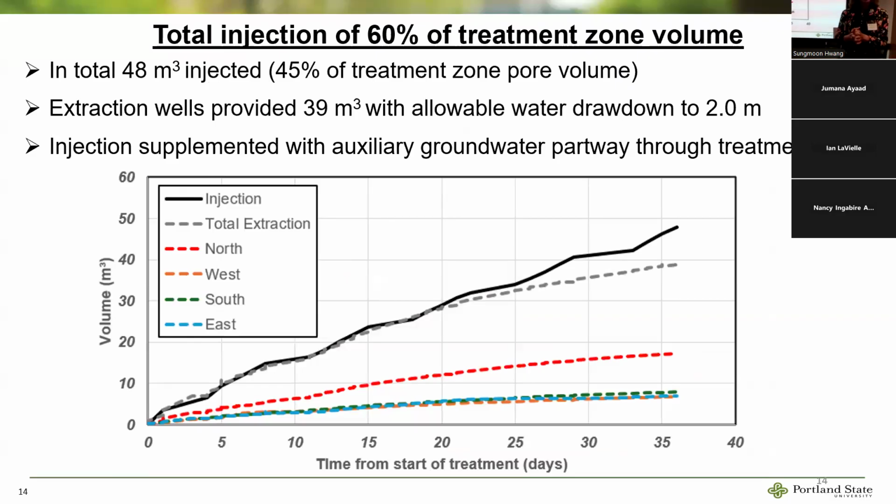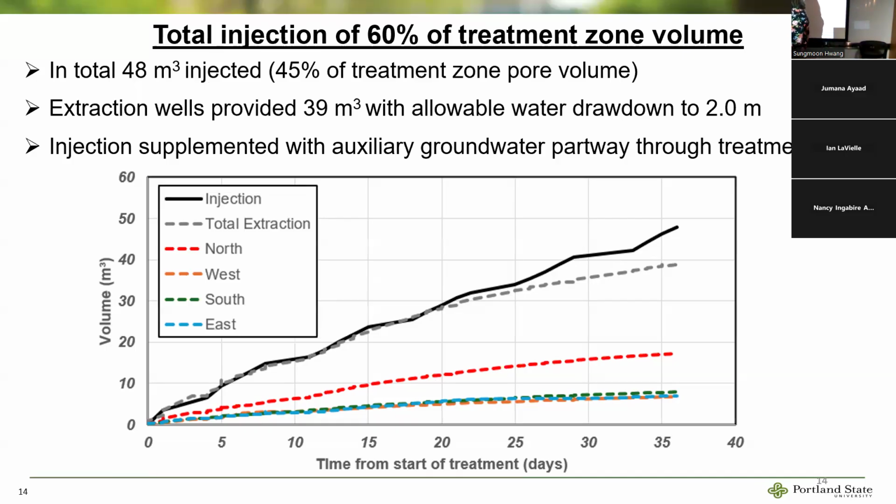This treatment took place from about July 31st until September 5th. In total, we injected 48 meters cubed of the treatment solution, which is 45% of the treatment zone pore volume. So we got about half of the pore volume of water introduced into the targeted treatment zone. This is very similar to what we did in 2019, when we did about 50%.